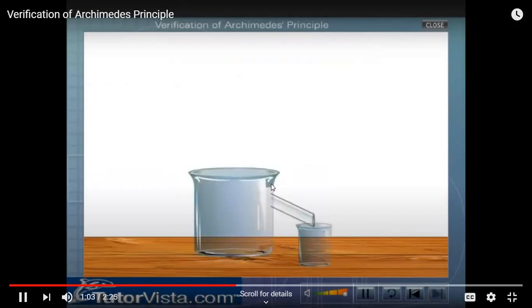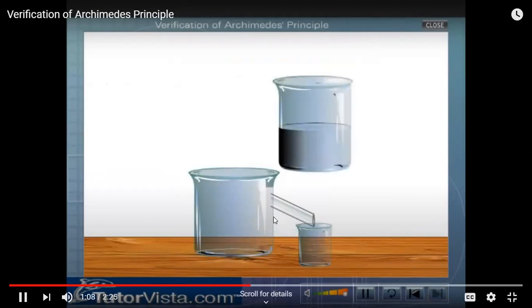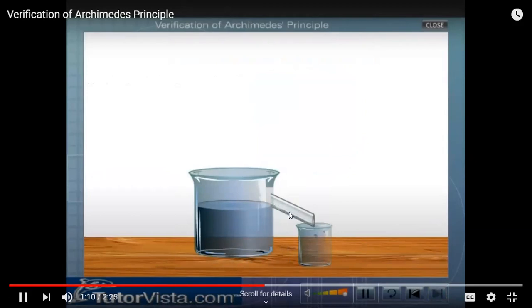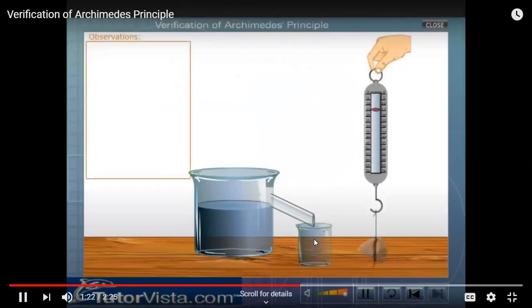So we arrange the Eureka can as it is shown with the beaker on table. So we pour water until it starts coming out of the spout, and then it settles until it stops coming out. So now we can replace this beaker here with a beaker of known mass. Remember, we shall use the mass.